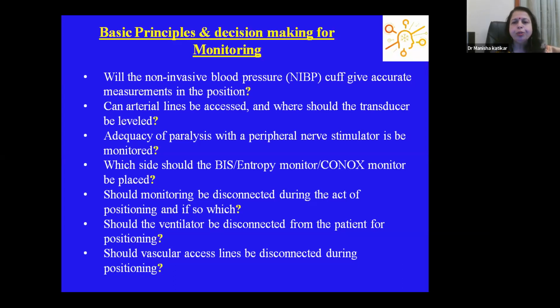You need to have a peripheral nerve stimulator if you are in doubt. If you are going to use a depth of anesthesia monitor, it may be BIS, entropy, Conox, whatever you are using, then on this side you are going to put your monitors. While positioning, will it be required to disconnect the monitors? Will it be required to disconnect the ventilator while the patient is positioned? And the same for vascular access. Will you need to disconnect the vascular access during positioning? So your basic preoperative examination should give you answers to all these questions, as you need to be prepared for them when you start this case.